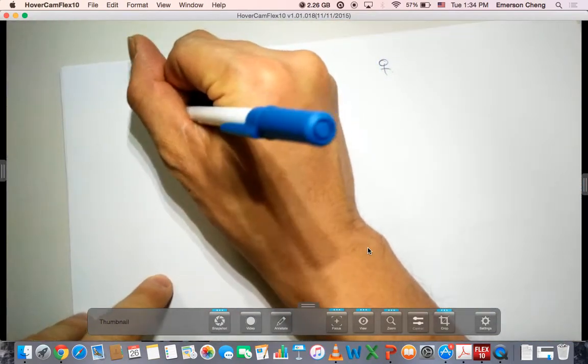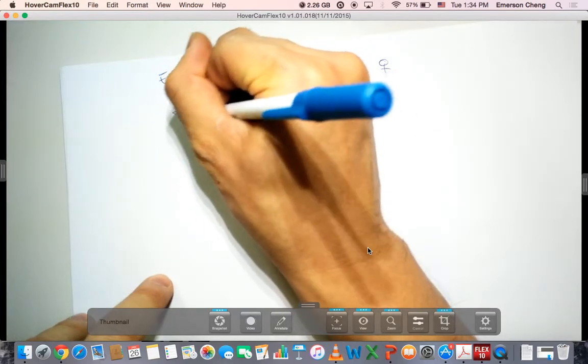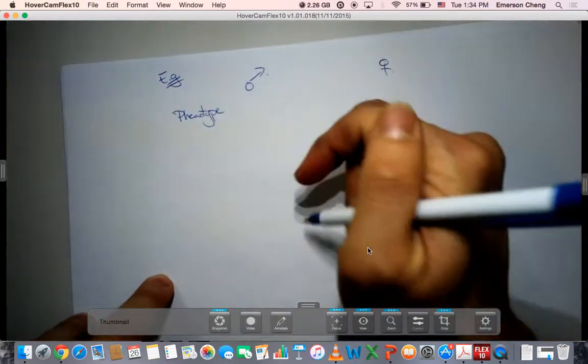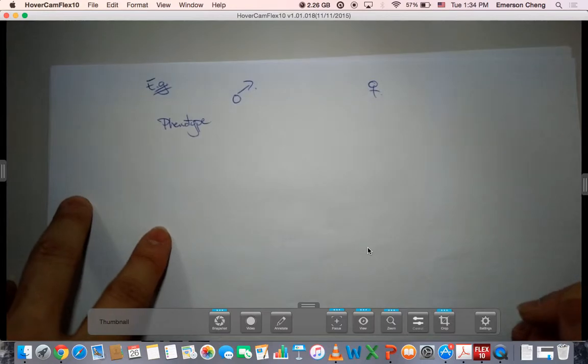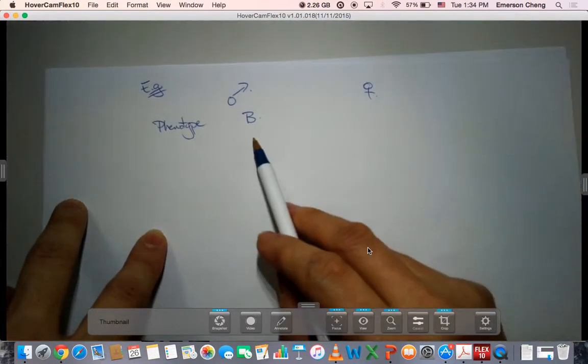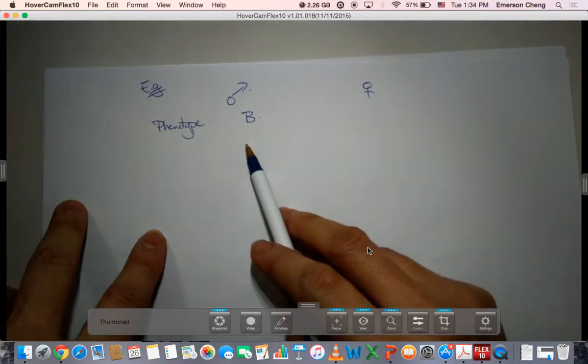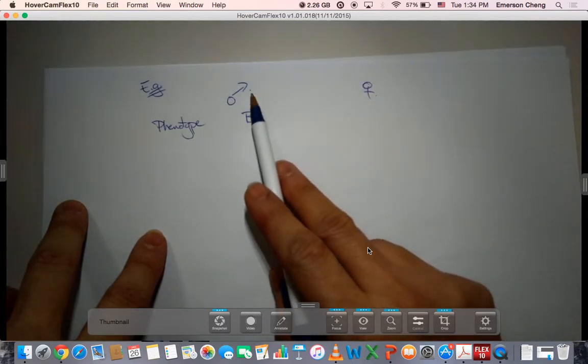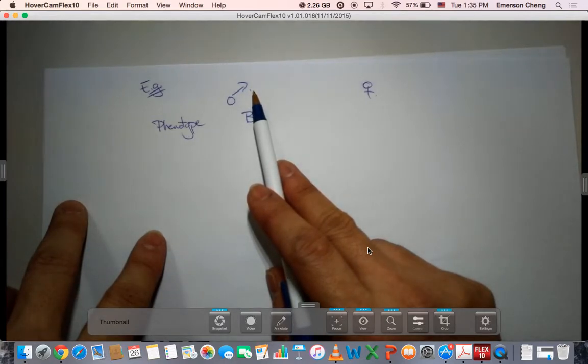So, phenotype. Let's just say the male is type B. And you don't know the symbols? That one's male, right? Yeah, the one that has an arrow is male. Oh, yeah, okay, I see.